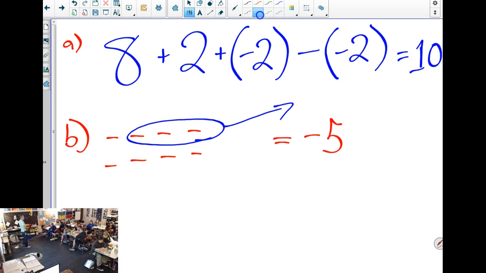C, take a moment, because I know we probably haven't gotten to it yet. It is a story problem that we can write an expression for.